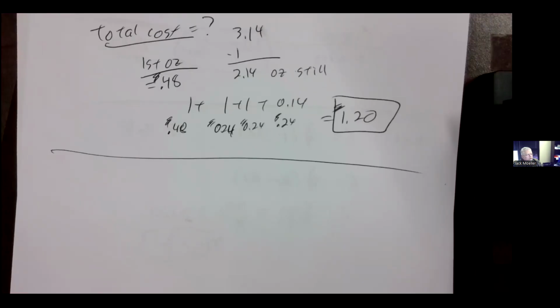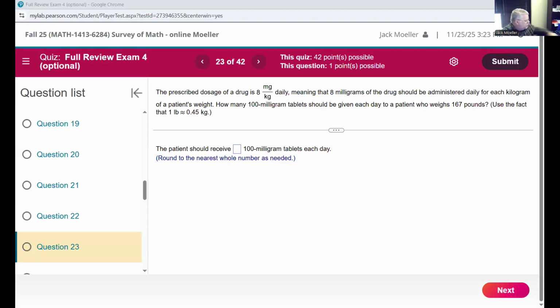So, drug dosage calculations, they're in here for all of you that are allied health. This is a problem I took directly from a nursing student's homework. So this is definitely a good application of dimensional analysis. The prescribed dosage of a drug is 8 milligrams per kilogram daily, meaning that 8 milligrams of the drug should be administered daily for each kilogram of a patient's weight. How many 100 milligram tablets should be given each day to a patient weighing 167 pounds? Use the fact that 1 pound is 0.45 kilograms.